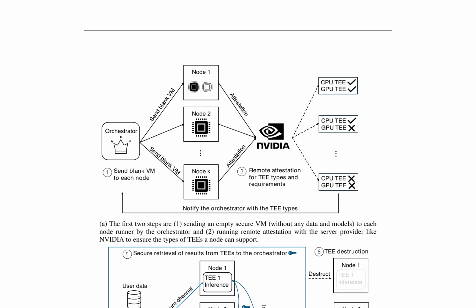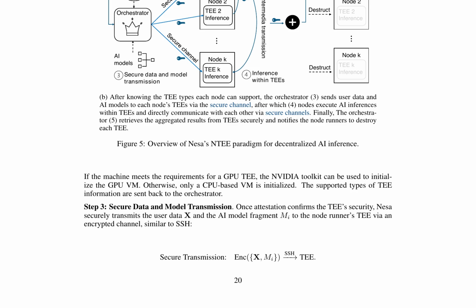The advantages of TEEs include isolated execution, data encryption, and attestation, allowing nodes to trust results without accessing actual data or model details. Nesa's implementation of NTEE involves initializing a blank virtual machine TEE on each node runner, followed by remote attestation and secure transmission of user data and AI model fragments. The NTEE paradigm enables scalable and secure collaboration among multiple nodes, allowing them to pool their data securely for training and inference while maintaining data privacy and compliance.